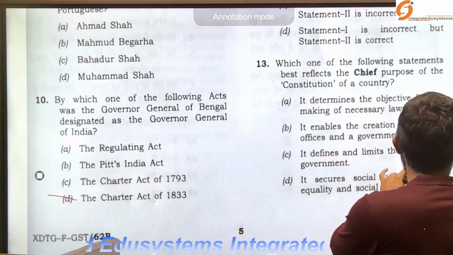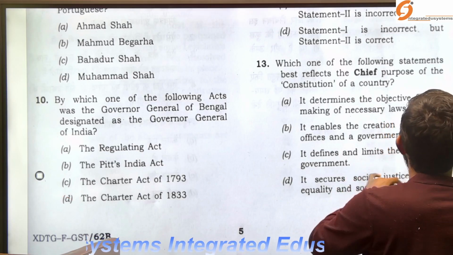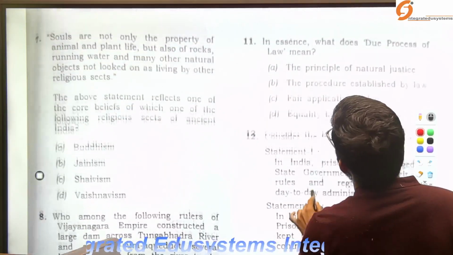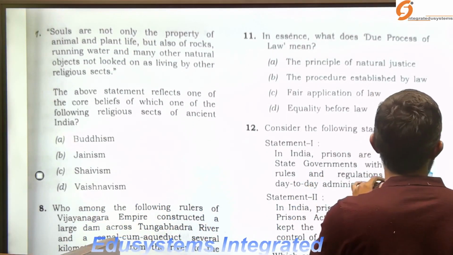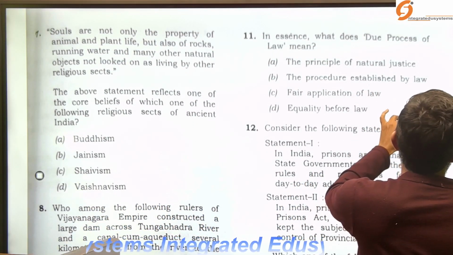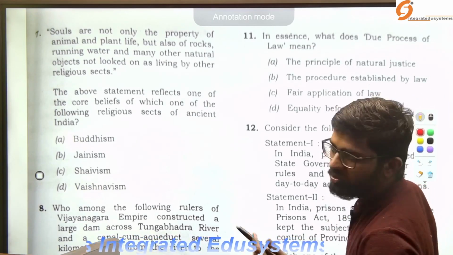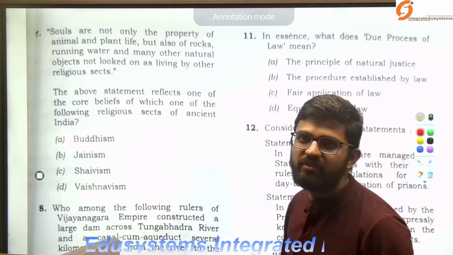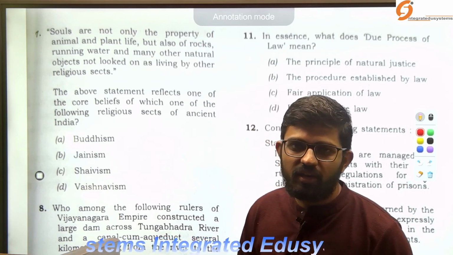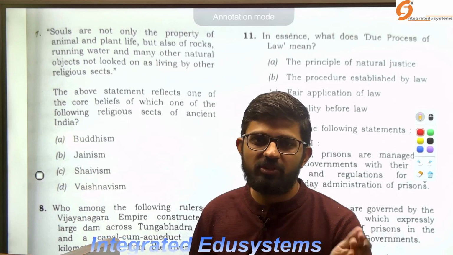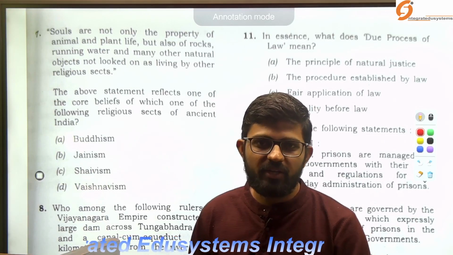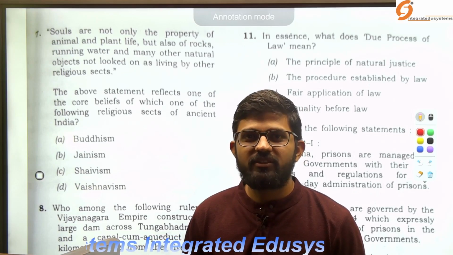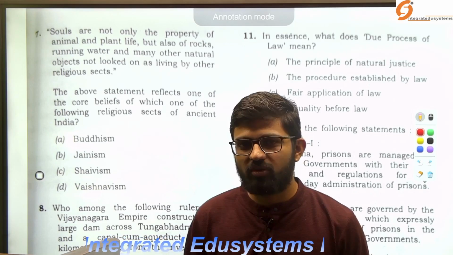So as we move on to the next question, question number 11. See, here the question is, in a sense, what does due process of law mean? Whenever we study Article 14, we study the procedure established by law. But one of the debates in the Maneka Gandhi case and the different cases as we move forward is the due process of law that the Supreme Court talks about.